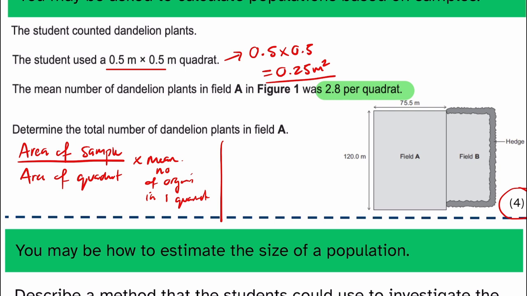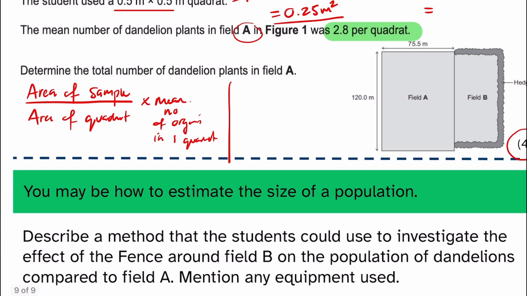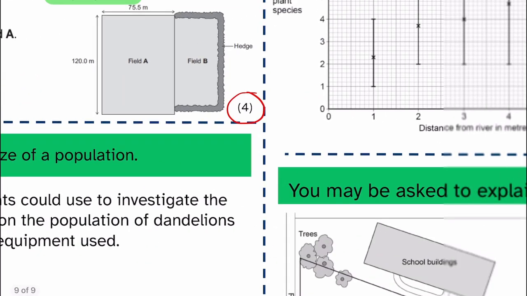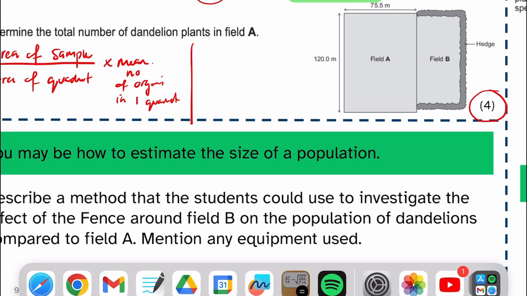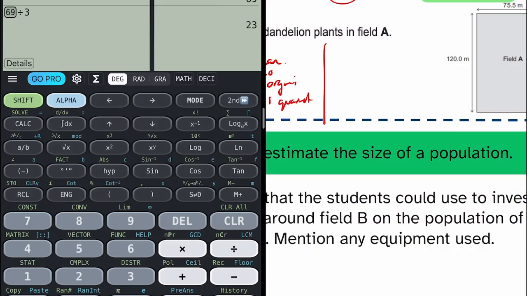So the area of the sample. This is asking about field A, so we can see that field A is 120 metres times by 75.5 metres. Okay, that's going to give us our area. So let me just pull up a calculator and do that. That's not pulling up a calculator. This is pulling up a calculator. There we go.